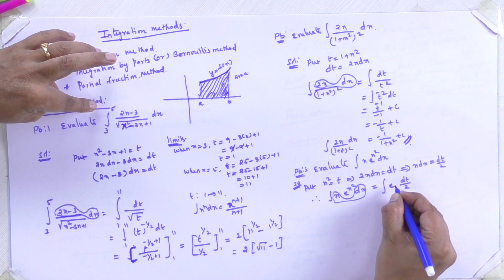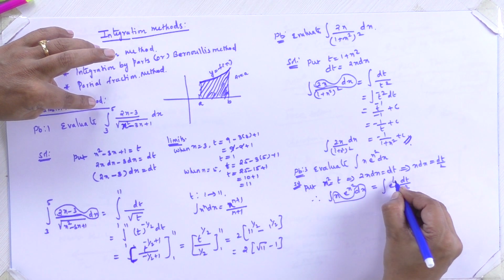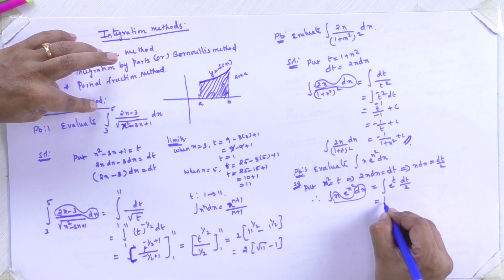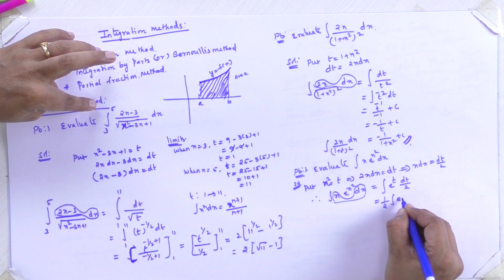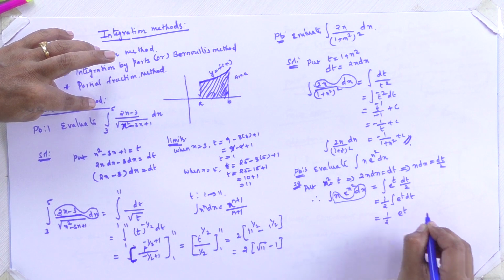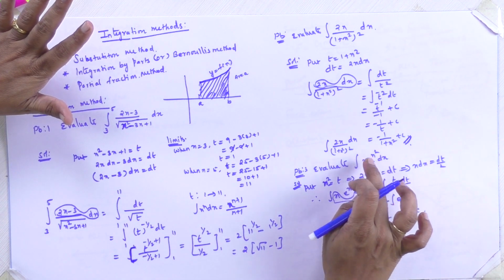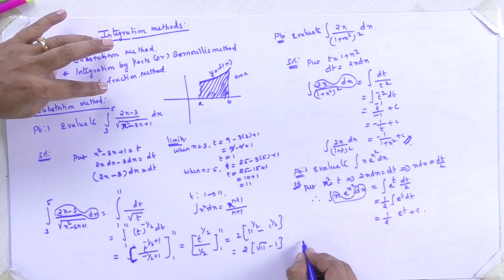So this is equal to integral, x dx equal to dt divided by 2. Then e power x square, what we have taken x square is equal to? t. So this is e power t. So 1 by 2, take the constant out, e power t into dt. We know the integration of e power t is e power t plus c. So this is the answer for this problem. If it is a complicated one, use the substitution method.